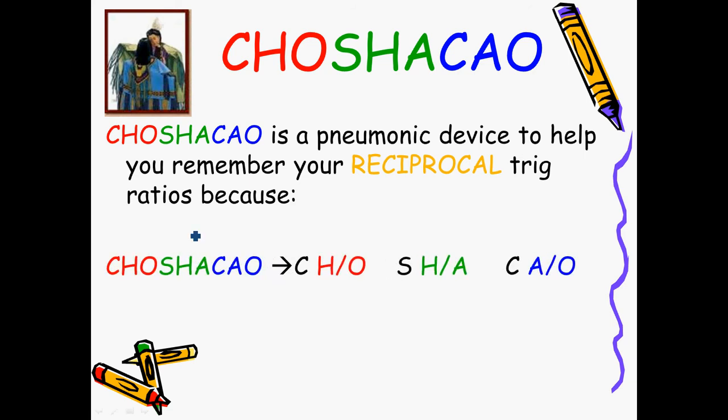So, these relationships are just the reciprocals of the original trig ratios. Cosecant is the reciprocal of sine, so instead of the opposite over hypotenuse, it is the reciprocal. Secant is the reciprocal of cosine, and cotangent is the reciprocal of tangent.